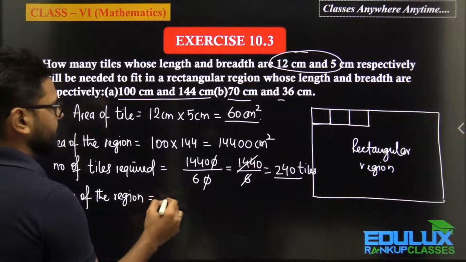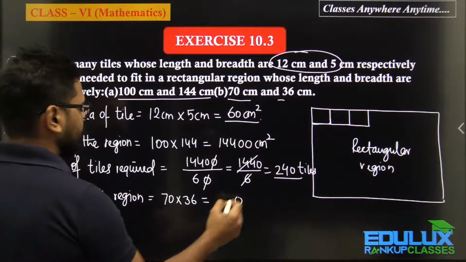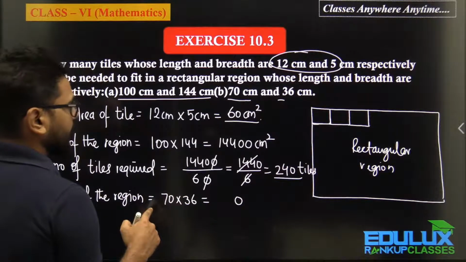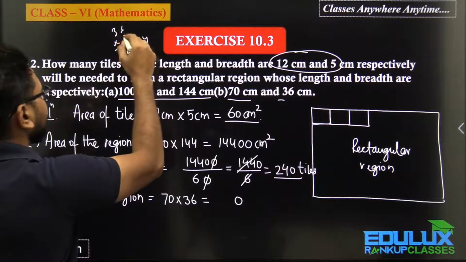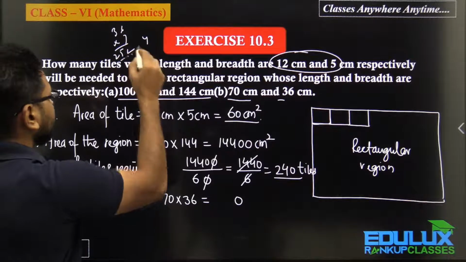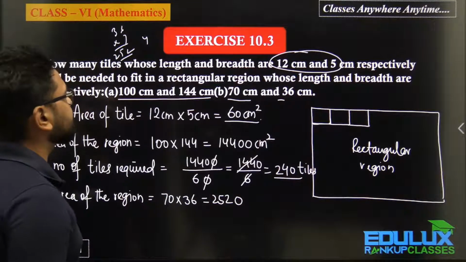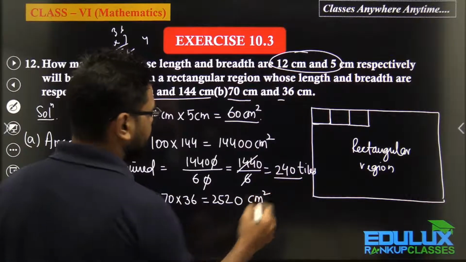So the area of the region will be 70 times 36, that is equal to 0, and 36 times 7 is 252. You can multiply this: 36 times 7, 7 6s are 42, carry 4, 7 3s are 21 and 4 is 25, so 252. This is 252. So 2520 centimeter square is the area of the rectangular region.